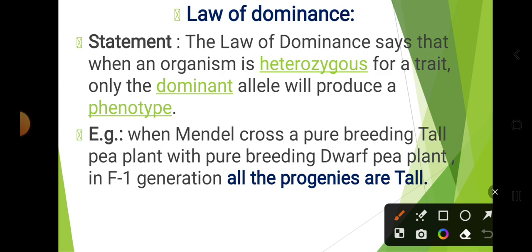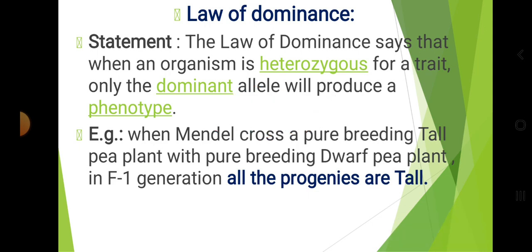Heterozygous condition means the genotype is like this: one allele is in dominant form and one is in recessive form. In such a case, always the dominant allele will express in the F1 generation. For example, when Mendel crossed a pure breeding tall pea plant with a pure breeding dwarf pea plant, in the F1 generation all the progeny are tall due to the expression of the dominant allele, that is the capital T.